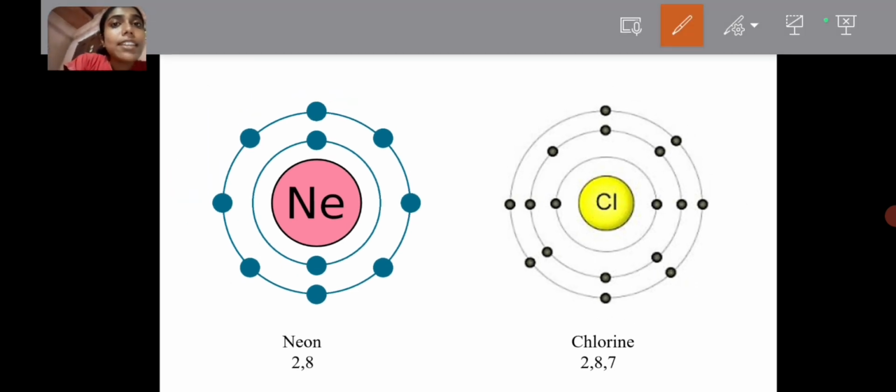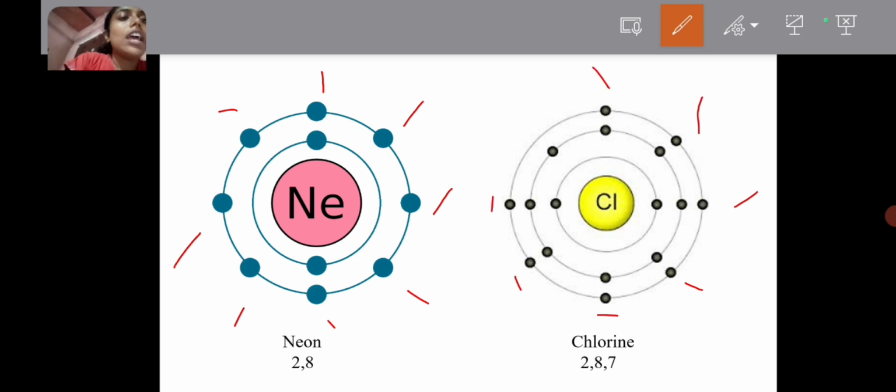If we consider the outermost shell of neon, it contains 8 electrons: 1, 2, 3, 4, 5, 6, 7, 8. The outermost shell of chlorine contains 7 electrons: 1, 2, 3, 4, 5, 6 and 7. So the outermost shell of neon contains 8 electrons, and the outermost shell of chlorine contains only 7 electrons.